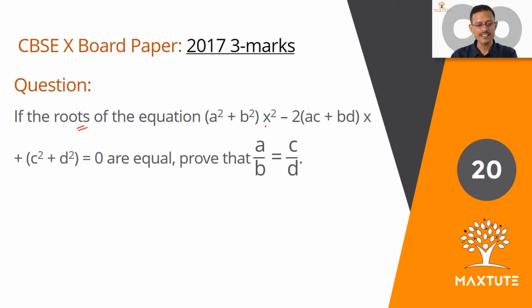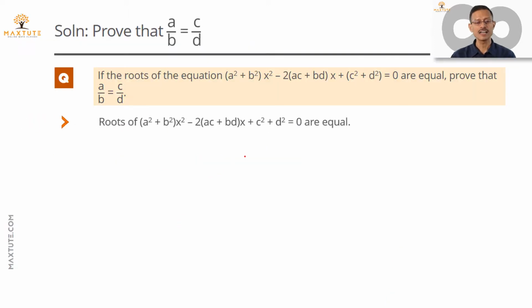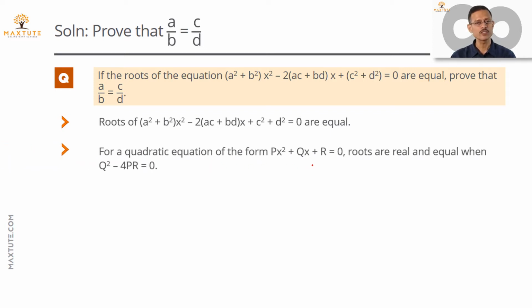What does this equation look like? It's got an x² term, it's got an x term, and it's got a constant. So this obviously is a quadratic equation. The roots of this equation are equal. For any quadratic equation, the generalized form px² + qx + r = 0, the roots will be equal and real when its discriminant is equal to 0. The discriminant of a quadratic equation ax² + bx + c would have been b² - 4ac. I've just used these as coefficients so that we don't confuse them with these a, b, c, d. So it's going to be q² - 4pr that should be equal to 0 for the roots to be equal.